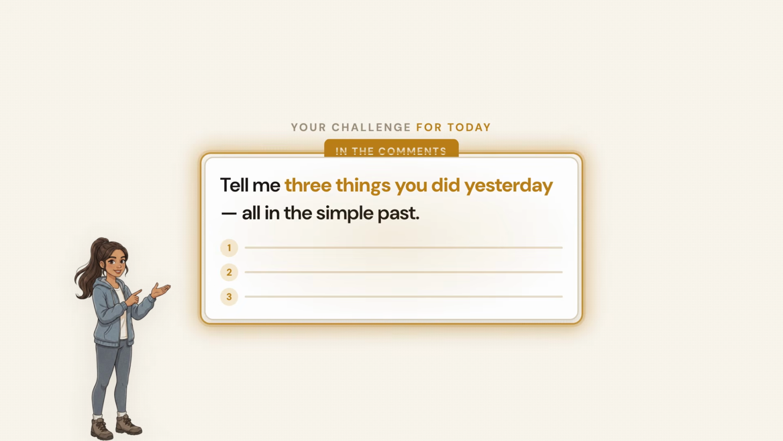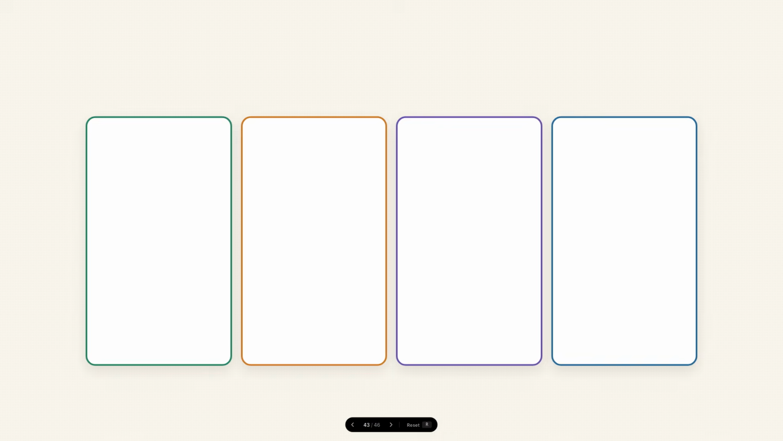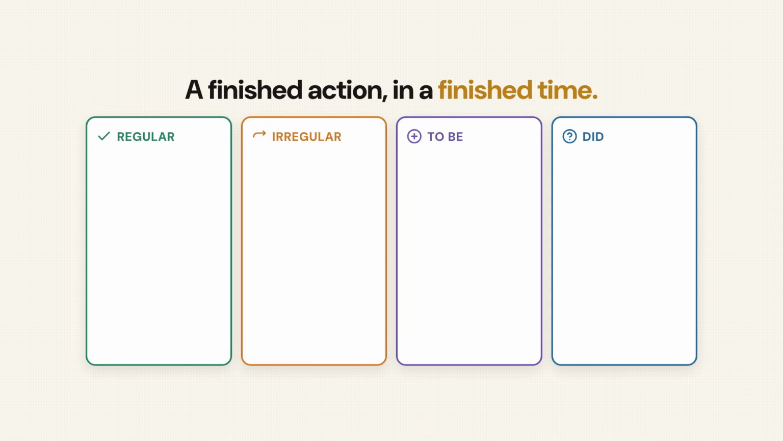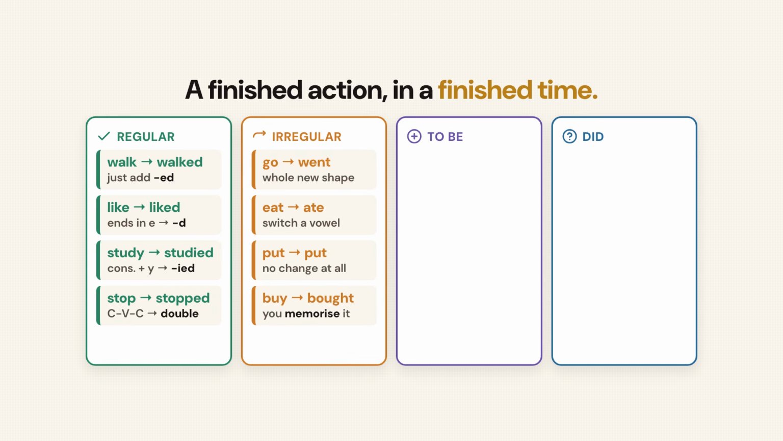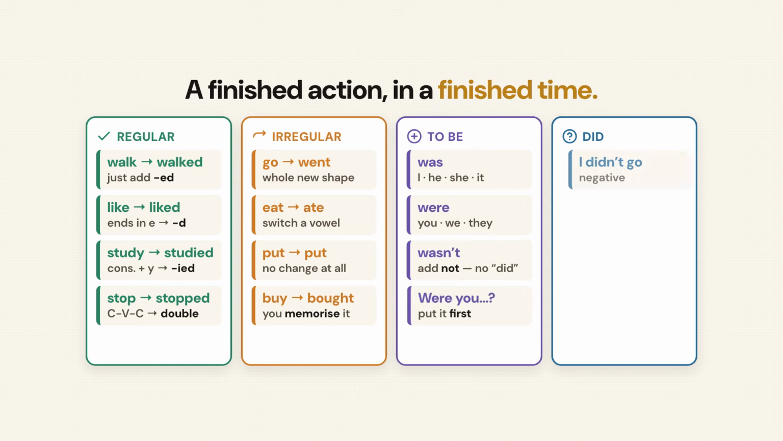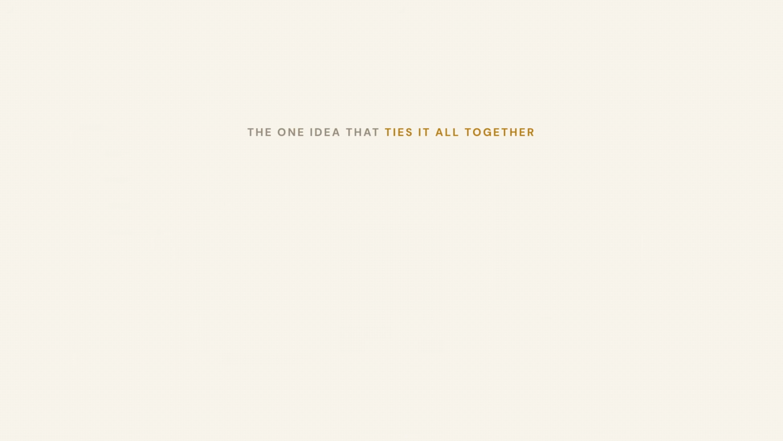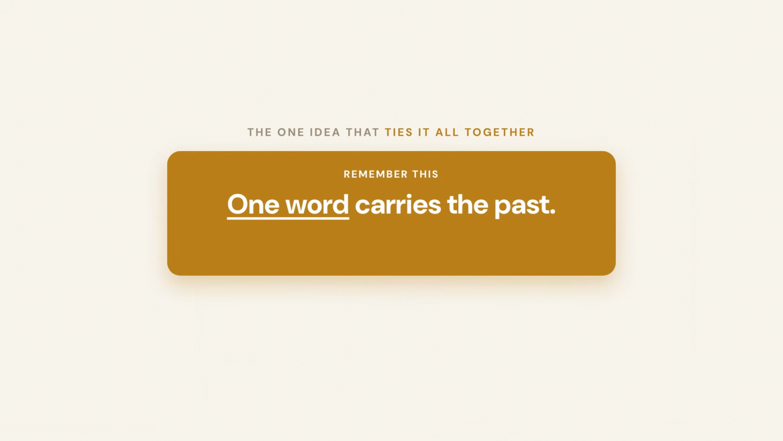Have you done it? Let's bring it home. You take a screenshot of this. Oh, it's the whole video on one screen. The simple past is for a finished action in a finished time. Regular verbs add ed. Irregular verbs change their whole shape, go to went, and those you memorize. To be becomes was and were. And the one big idea, the one that ties it all together, one word carries the past.